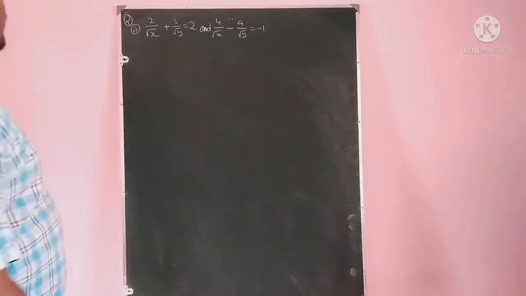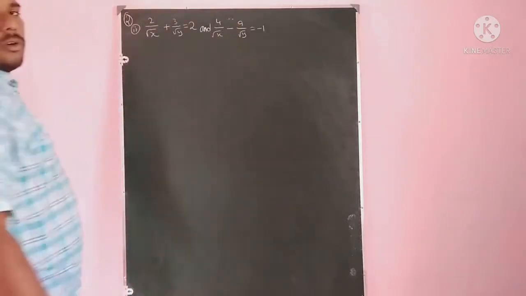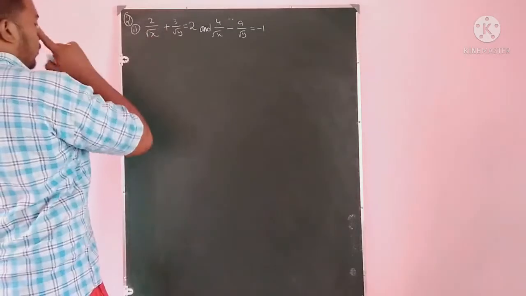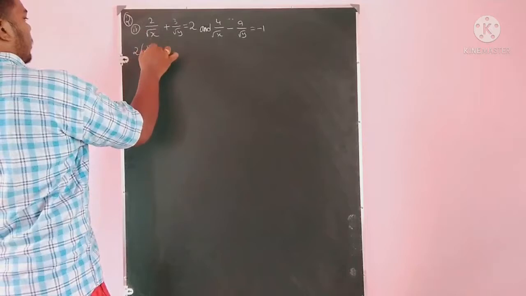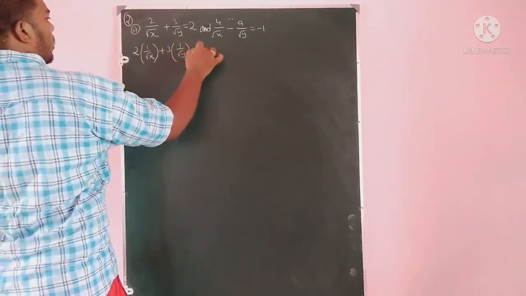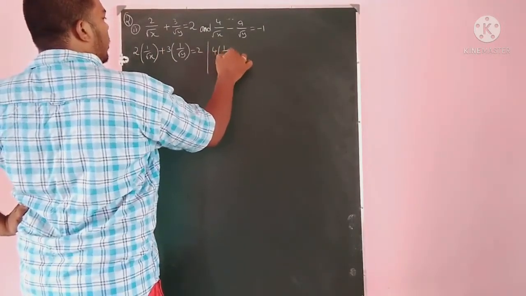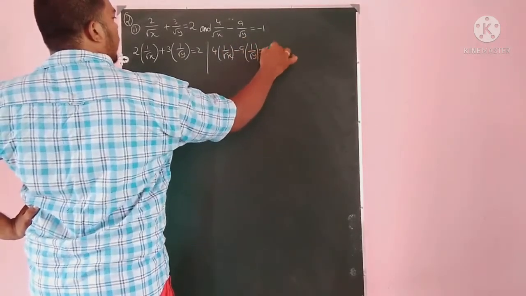Second question: 2 by root x plus 3 by root y is equal to 2, and 4 by root x minus 9 by root y is equal to minus 1. We know that it is not in the form of linear equations, but by making suitable substitutions we can convert it into a linear equation. So the first step in solving this type of equation, I said you should write the coefficient and the variable part separately. 2 into 1 by root x and 3 into 1 by root y is equal to 2, and here 4 into 1 by root x minus 9 into 1 by root y is equal to minus 1.